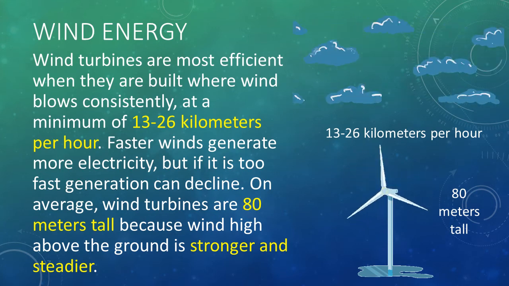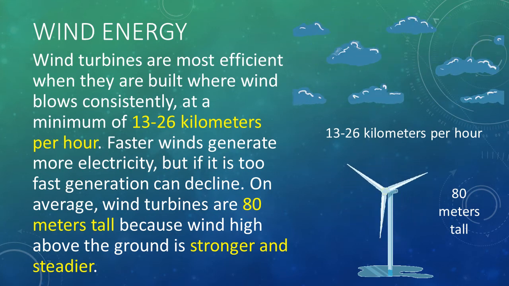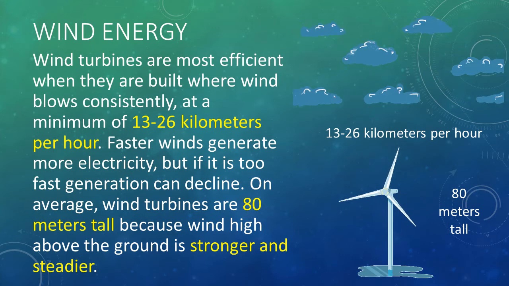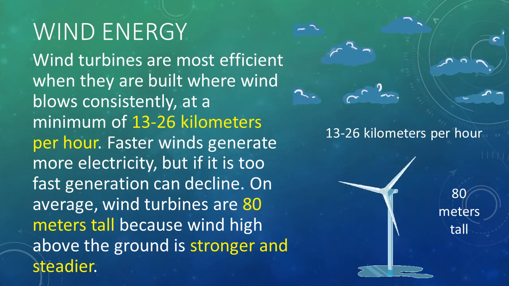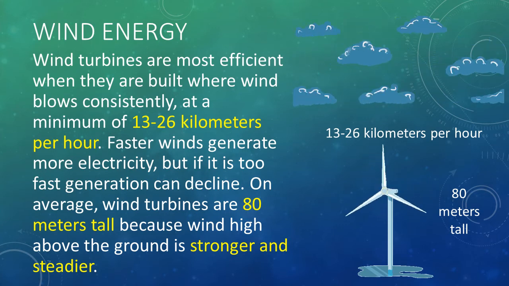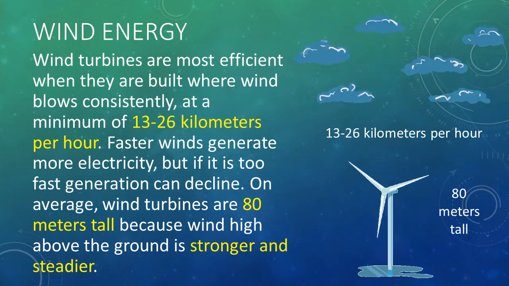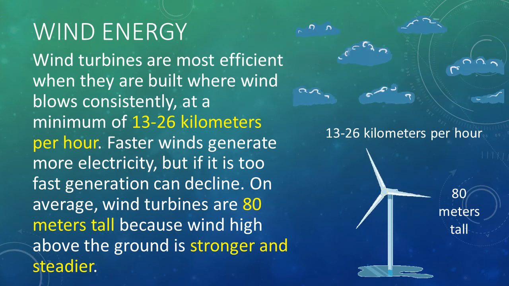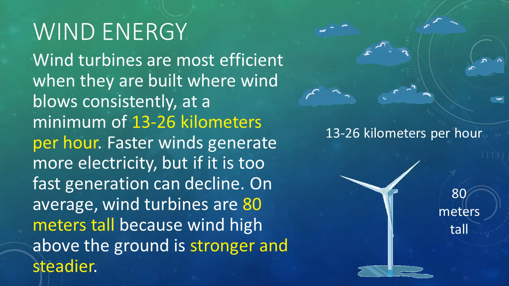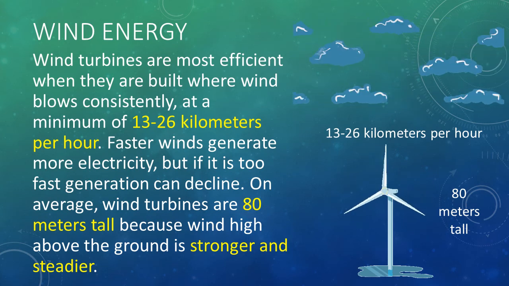So on average, wind turbines are about 80 meters tall because wind high above the ground is stronger and steadier. That means it's possible to capture more of the wind's energy and make our turbine more efficient in the process.